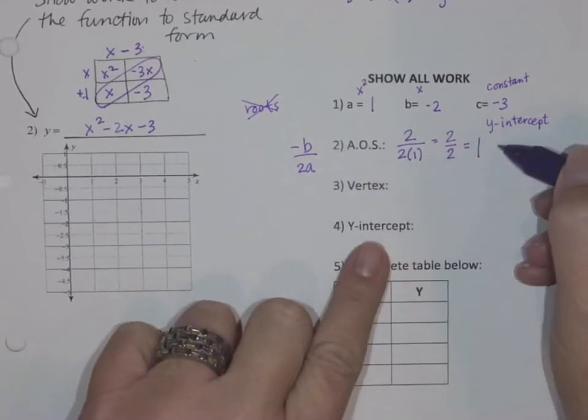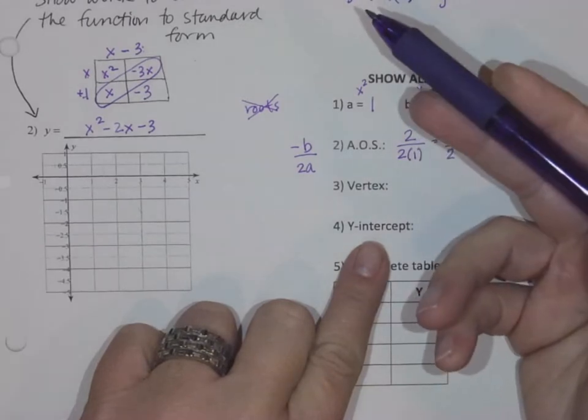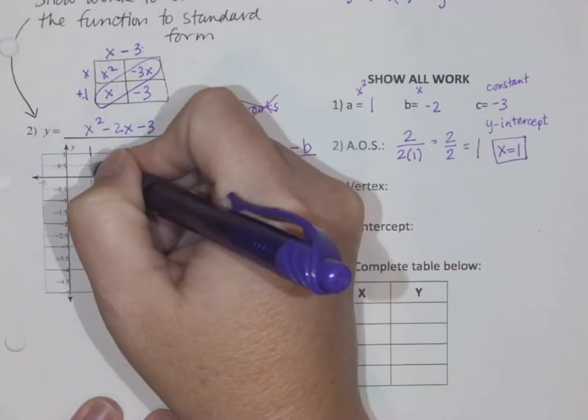Now we already realized that our axis of symmetry was going to be 1 because in the previous problem at the top of this page, the axis of symmetry was 1.